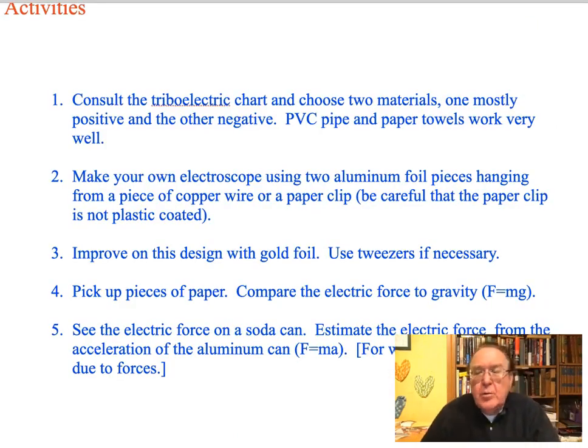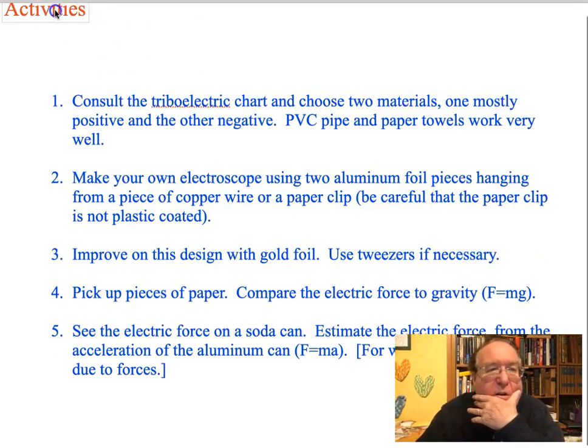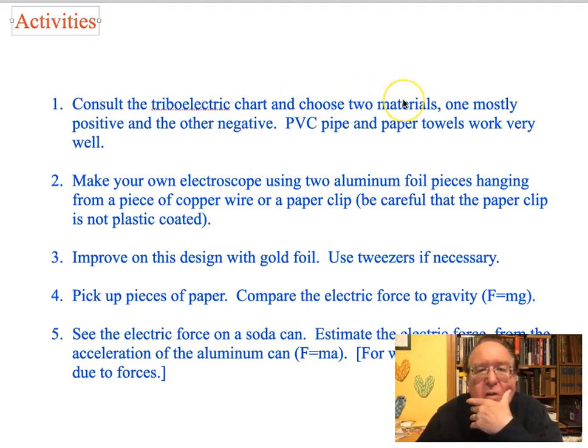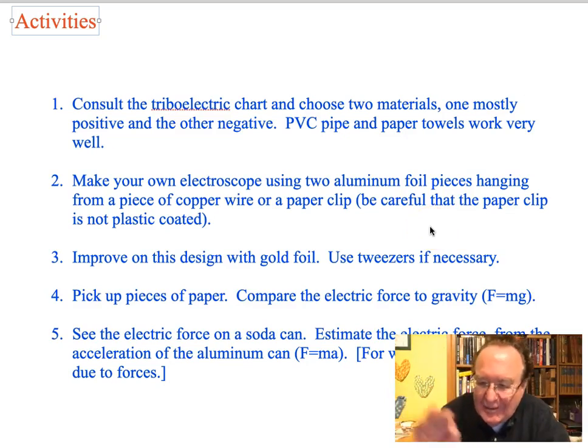Now, for this week, in your lab sessions with your TAs, I'd like you to consult the triboelectric chart. These are activities you can do. Consult the triboelectric chart, choose 2 materials, and use the PVC pipe and paper towels, which work very well. Okay, then make your own electroscope using 2 aluminum foil pieces hanging from a copper wire or from a paper clip. If you use a paper clip, you just have to be careful, because modern paper clips are plastic coated. Okay, you don't want plastic coated. You want them to be metallic on the outside.